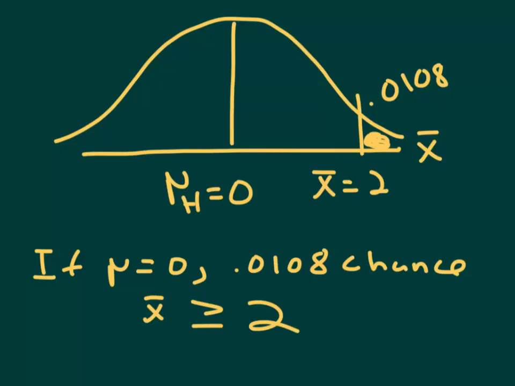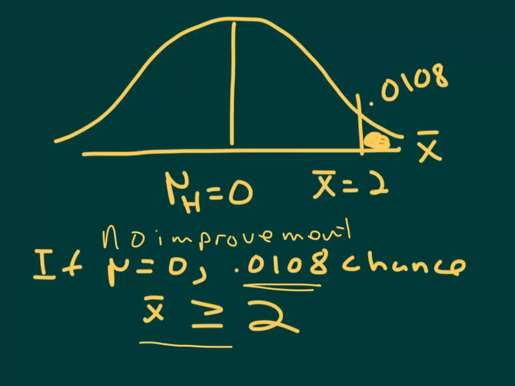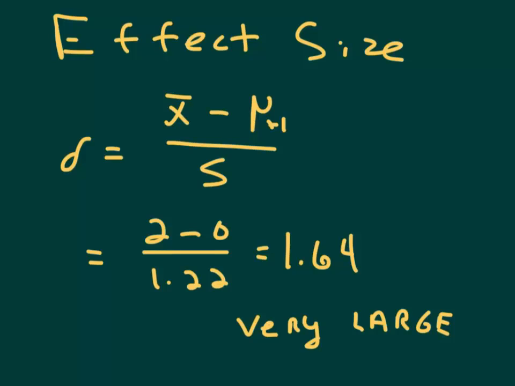But then, interpreting the p-value, if the mean of the differences is equal to 0, you could put that in words and say, if there's no improvement, then there is a p-value chance of getting a sample mean of the differences greater than or equal to 2. Effect size, just like we did with the other one: sample mean minus hypothesized mean over standard deviation. It's 1.64. Using Cohen's criteria, that's a very large effect.